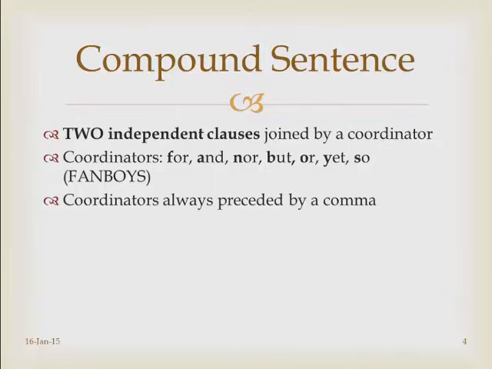So, what about compound sentences? Well, a compound sentence is a sentence that has two independent clauses. It has two independent clauses this time, joined by a coordinator. What's a coordinator? Well, for you to remember, there's this acronym FANBOYS. For, and, nor, but, or, yet, or so. Okay, so two independent clauses joined by this coordinator, which is always preceded by a comma. So you have a comma, then the coordinator. So one independent clause, comma, coordinator, second independent clause.